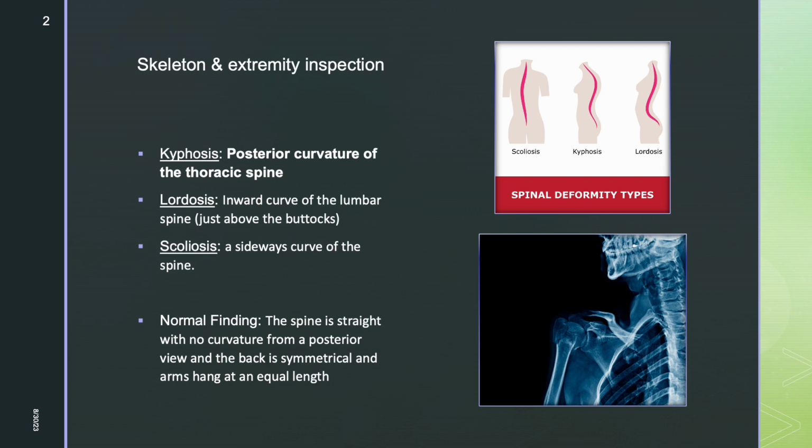So sometimes the natural curvature is not aligned properly or it's exaggerated. And this results in the conditions of scoliosis, kyphosis, and lordosis. So, first off, kyphosis is a rounding of the spine in the upper back.